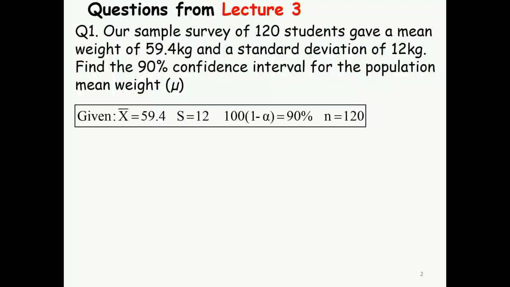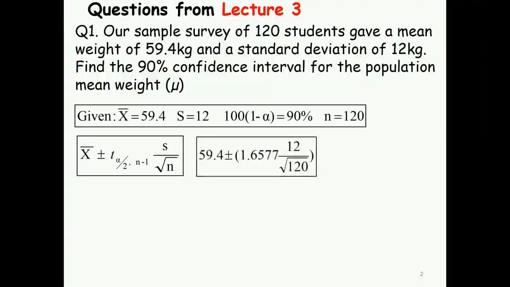How many degrees of freedom do we have? 119, n minus 1 degrees of freedom. So you need this n minus 1 degrees of freedom, alpha is 10%, alpha divided by 2 will be 5%. So t 0.05. I went to the table and I found this one. The rest is a matter of calculation. The important thing is how to find this. So degrees of freedom 119, and alpha divided by 2 is 5%.